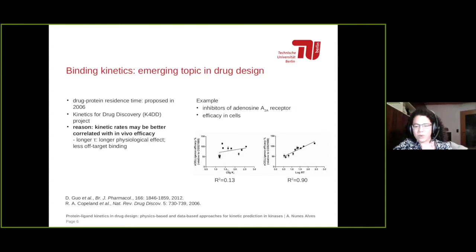And here we have the logarithm of the inhibition constant, which is an equilibrium measurement. And here we have the logarithm of the residence time, which is the inverse of K off. And here, if we look at the coefficients of determination, we can see that the coefficient of determination is much higher, closer to 1, when we compare the efficacy with the logarithm of the residence time, which is just an example that kinetic rates are better correlated with in vivo efficacy.